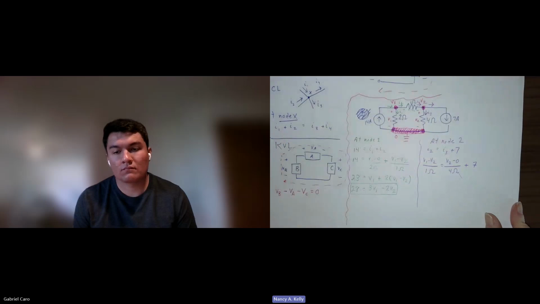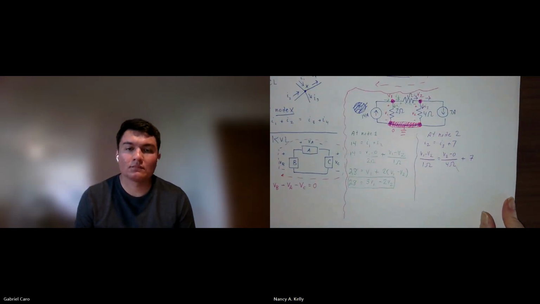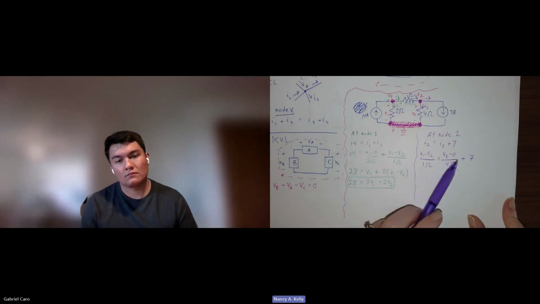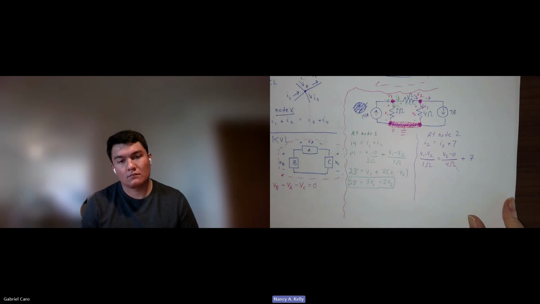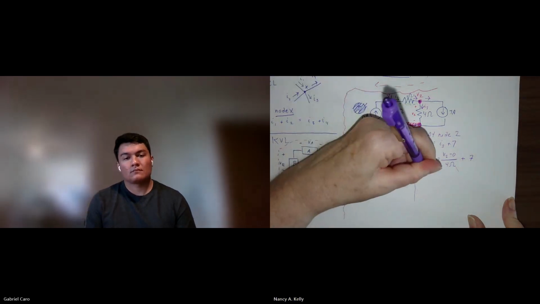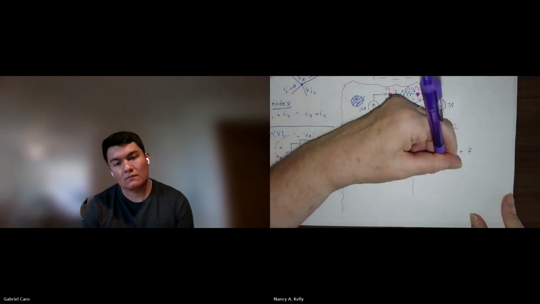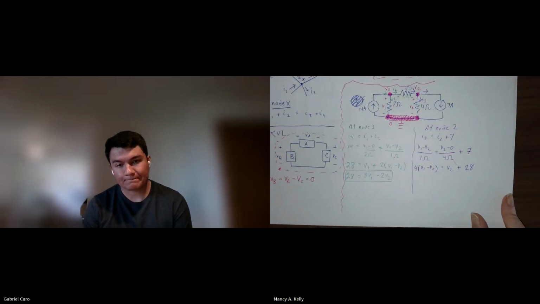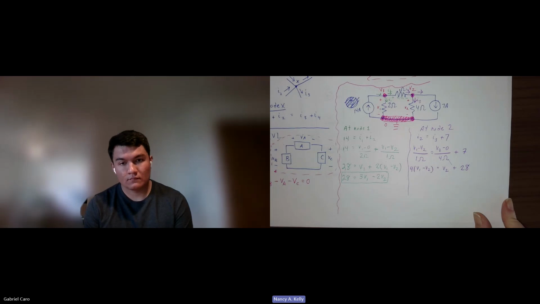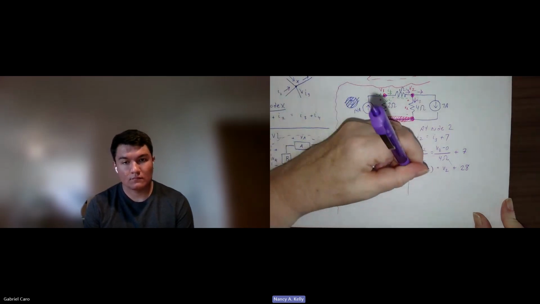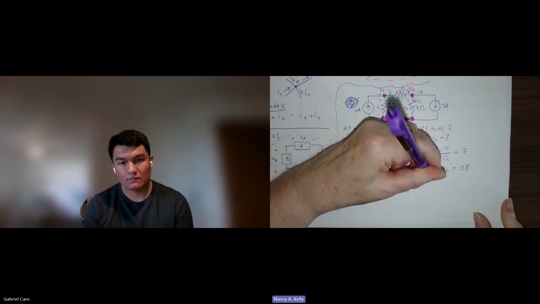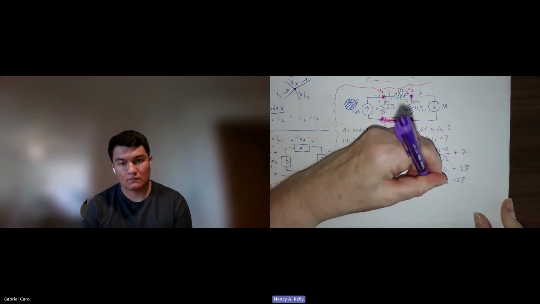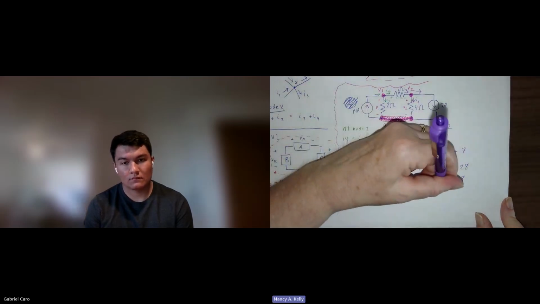And then I have 7 here. So now I have this equation. And like the previous node, I want to clean it up so I don't have any fractions. I'm going to multiply every term by 4. So now I have 4 times V1 minus V2 equals V2 plus 28. That gives 4V1 minus 4V2 equals V2 plus 28.